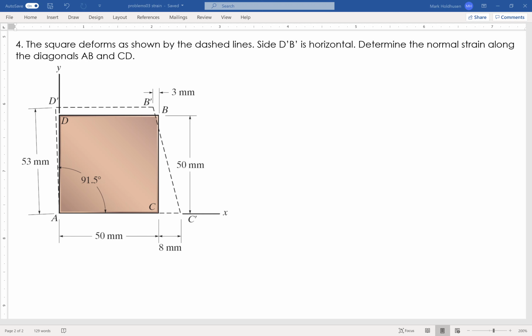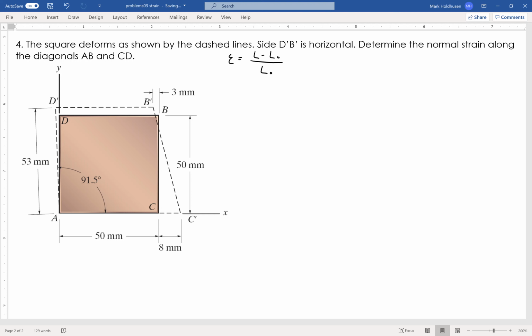Okay, in this problem, I've got a square. It deforms as shown. D prime, B prime remains horizontal. I want to find the strain along the AB, basically along the diagonals. And you'll remember that strain is the change in length over the original length.